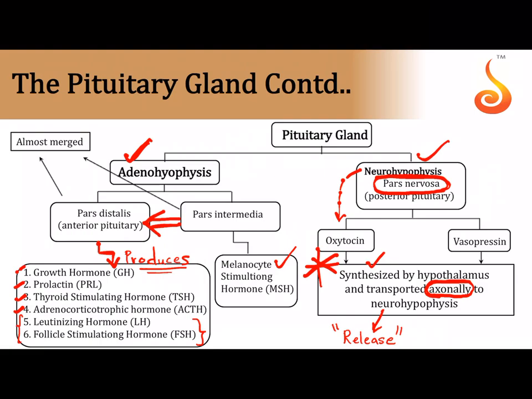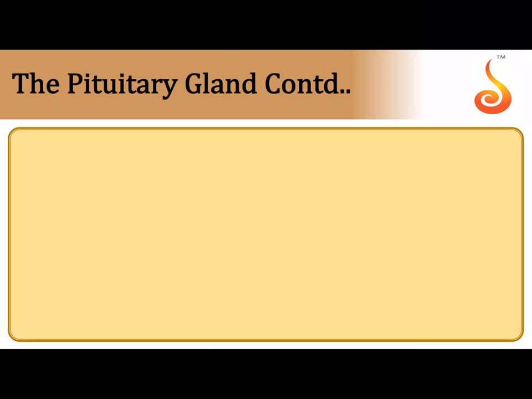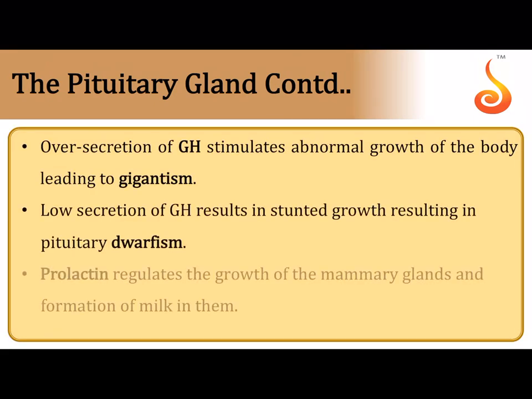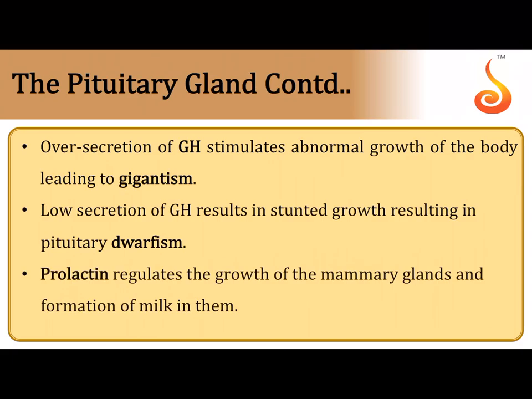The one that produces the hormones in response to the hypothalamic hormones is the adenohypophysis or the anterior pituitary, and the one that only stores the hormones and releases them timely as and when your body requires is referred to as the neurohypophysis. So growth hormone: if there is excessive growth hormone release in children, it causes gigantism. If there is low secretion of growth hormone in children, it causes pituitary dwarfism.